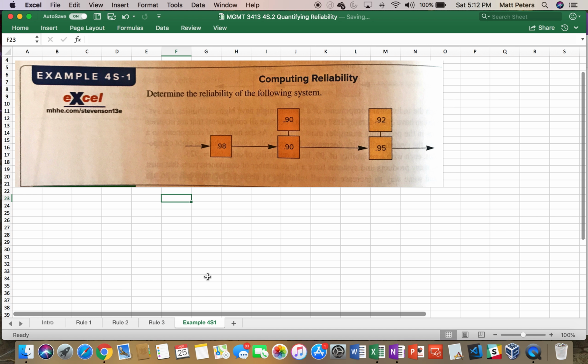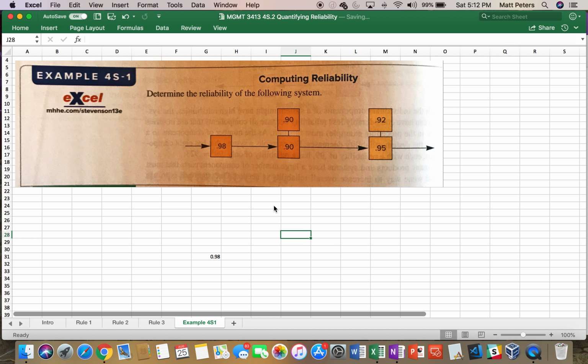So let's do an example. So in this example, determine the reliability of the following system. Okay, so the reliability of this first one working is easy. It's 98%. This next one has a backup, doesn't it? So I'm going to move this down a little bit.